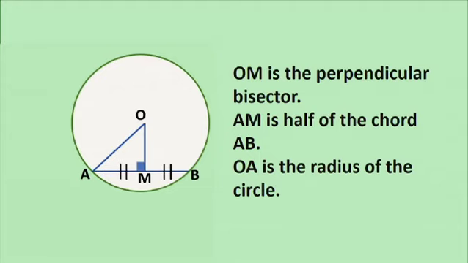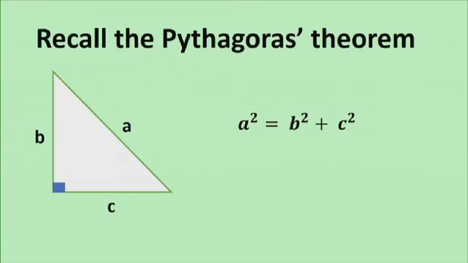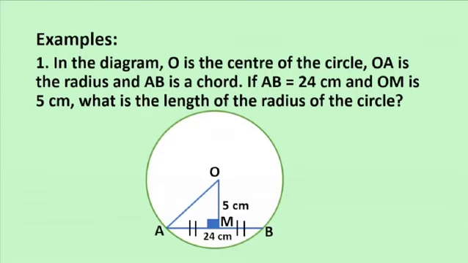These three sides form a right angle triangle, which brings us to our Pythagoras theorem, where a square is equal to b square plus c square. That is, the square of the length of the longest side is equal to the sum of the squares of the other two sides. Let's have a look at some examples using the Pythagoras theorem.